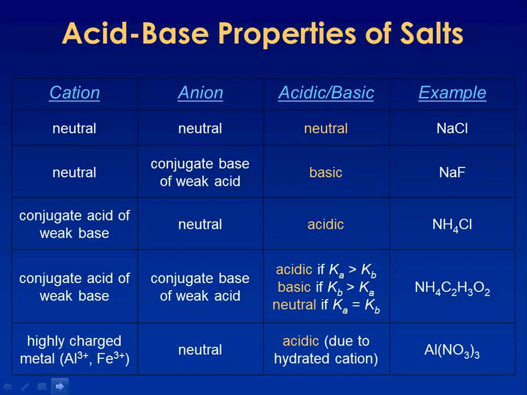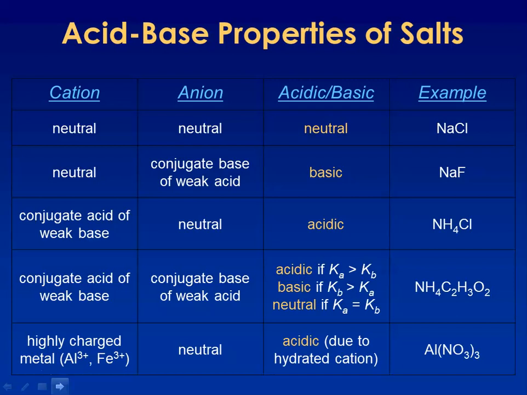All right, so this video is going to be pretty short and sweet, but it's going to play some pretty significant roles, especially when we start to get into buffers and titrations. Salts have acid-base properties. Some salts are going to be neutral, some are going to be acidic, and some are going to be basic. And it all comes down to what type of ions are making up the salt.